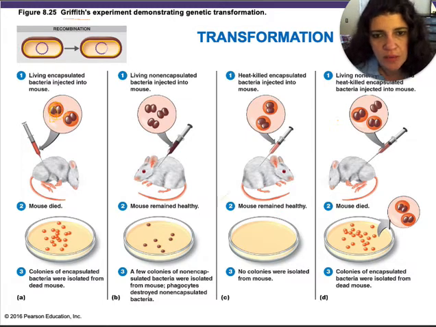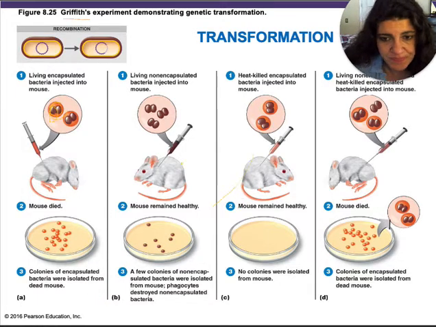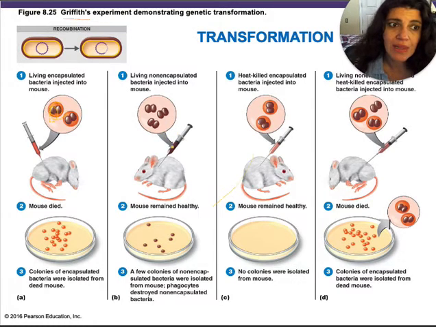Where is my pen again? Here we go. So when you inject encapsulated bacteria, mouse died. And then you isolate colonies of this bacteria from this animal, and you see that they were all encapsulated. You inject non-encapsulated bacteria, so less virulent, into this animal. Animal is still healthy. A few colonies of non-encapsulated bacteria were isolated. Phagocytes could destroy this bacteria because they don't have capsule. If you heat kill encapsulated bacterium, they don't do anything and the animal is still healthy.